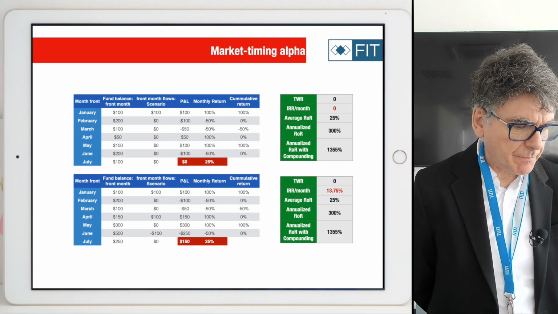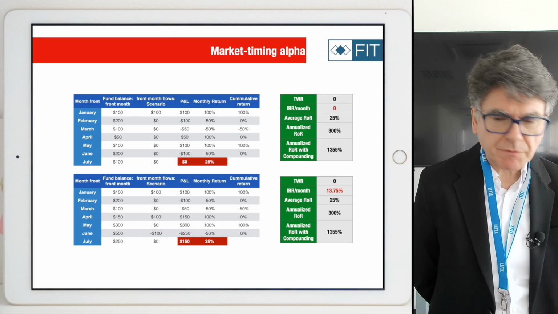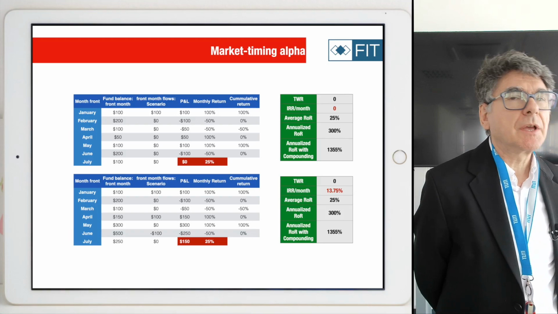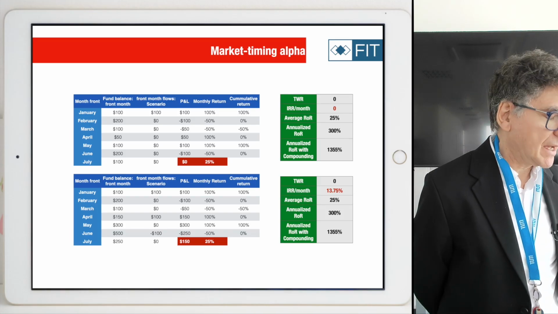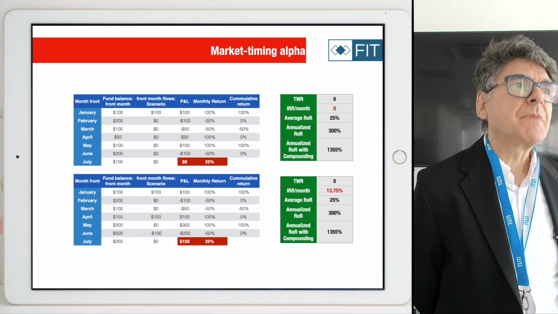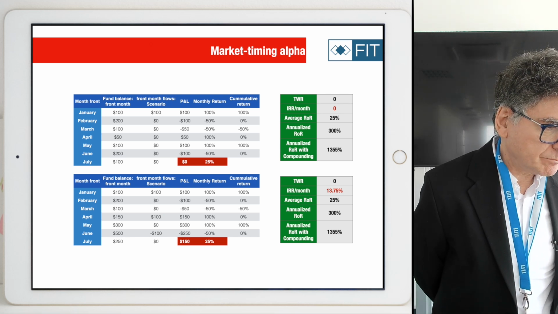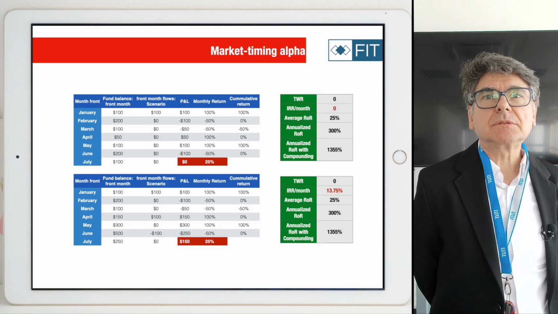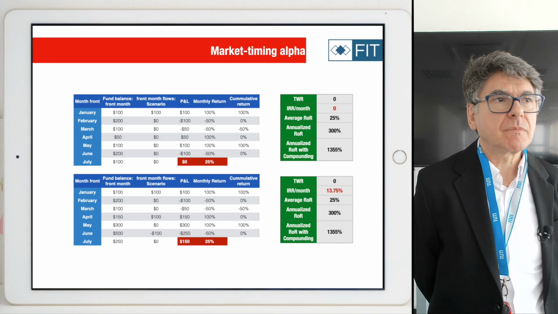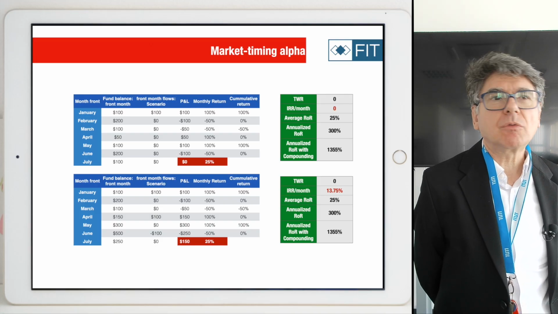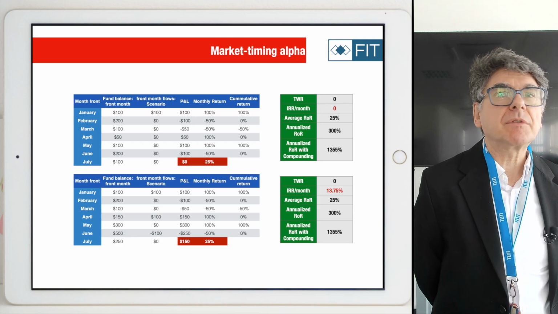There is one calculation which is very hard in investments, and that is to calculate what's called market timing alpha. I am not going to tell you why it's called market timing alpha, but it is a property that certain investors have, which is what you mentioned earlier. They seem to know when to go into the market and when to leave the market.